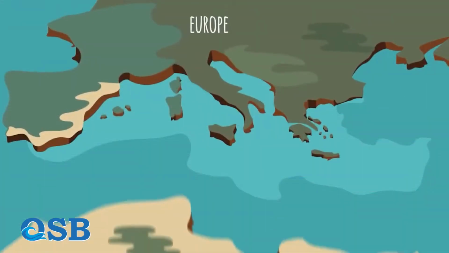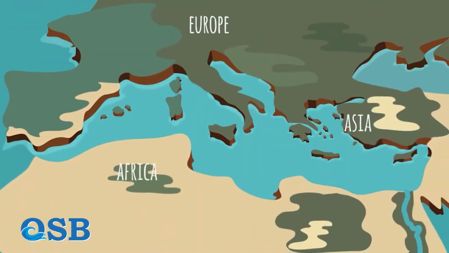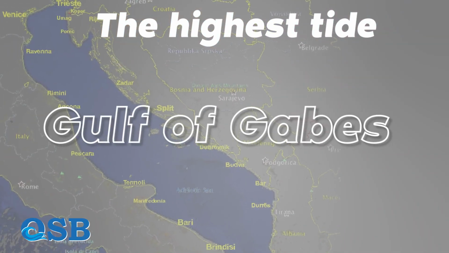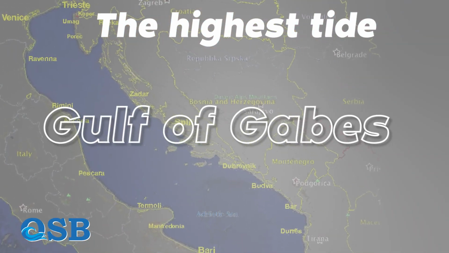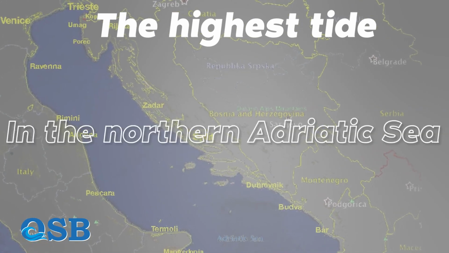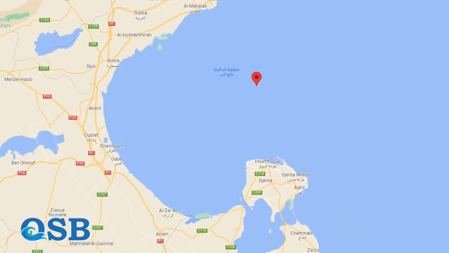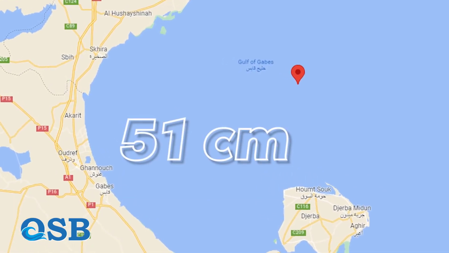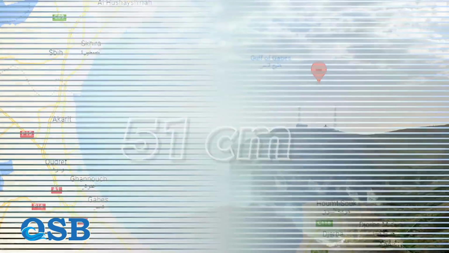The Mediterranean Sea's tides are lower than those in the North Atlantic Ocean. The highest tide is found in two places in the Mediterranean Sea. The highest tide occurs in the Gulf of Gabes, off the coast of Tunisia, and the second place is in the northern Adriatic Sea. There is a maximum tide amplitude of approximately 51 centimeters in the Gulf of Gabes, which is for the M2 component.